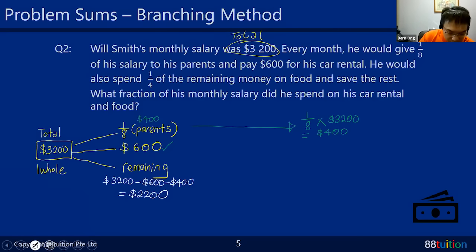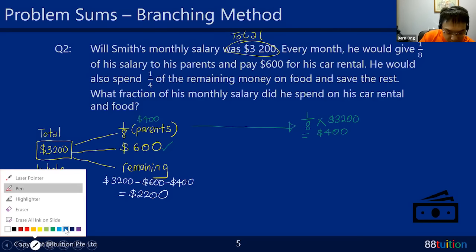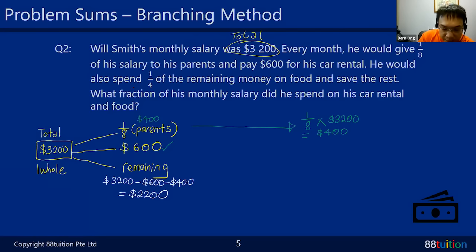Then look at the next clue. What is the next clue talking about? The next clue is trying to say this portion. He spent 1/4 of the remainder on food. So the remainder down here, you branch out, 1/4 is spent on food. If 1/4 is spent on food, what happened? There is another 3 out of 4 parts left for?